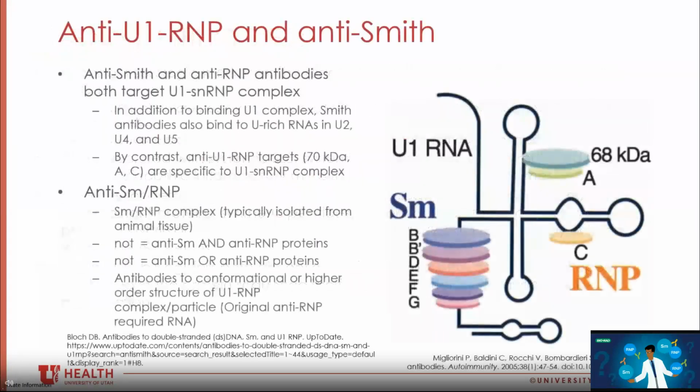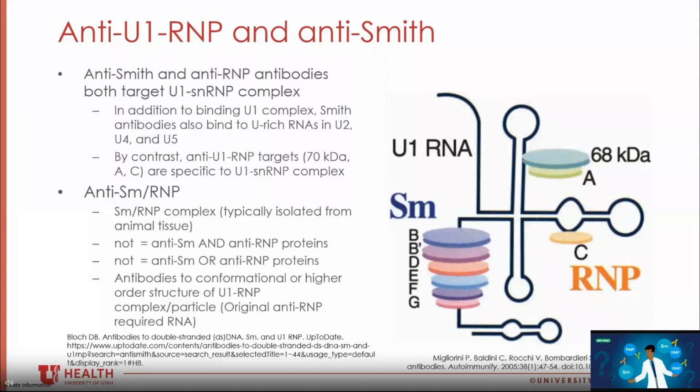Antibodies against both Smith and U1-RNP target the U1-snRNP complex. However, in addition to binding the U1 complex, Smith antibodies also bind to the uridine-rich RNAs U2, U4, and U5, whereas the U1-specific polypeptides A, C, and 68/70 are specifically targeted by anti-RNP. Antibodies against RNP are thought to be against both discontinuous or conformational, as well as linear epitopes contained in the protein sequences themselves or present after post-translational modification.